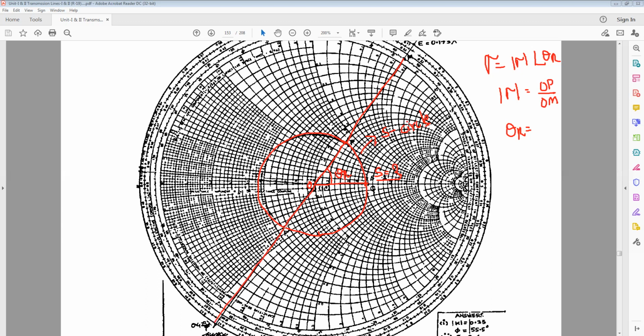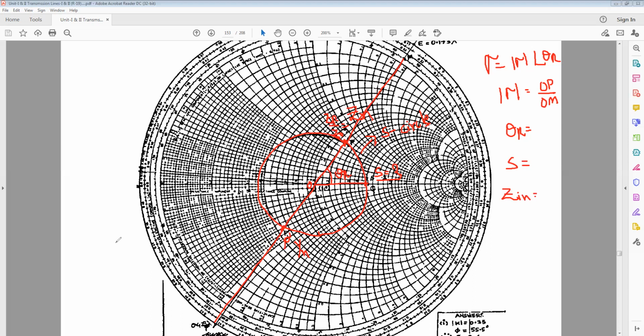And there is another point here, on the line O to P. Now we can mention this as P dash. Here the point P is ZR by Z0, nothing but the normalized impedance Zn. At P dash we will get the normalized admittance Yn. Okay, my dear students, like that we can find the reflection coefficient, the standing wave ratio, and Zin also.